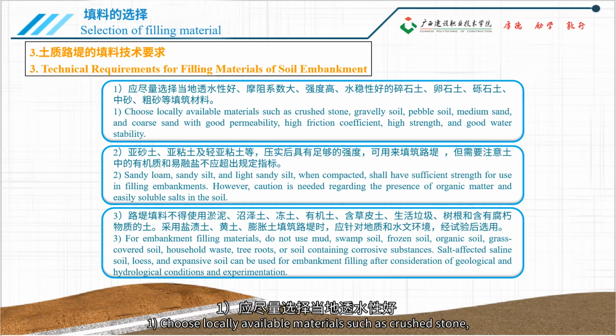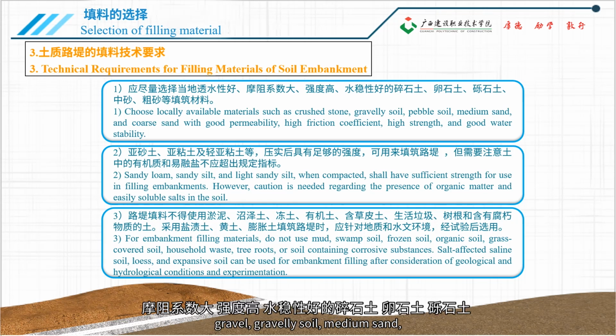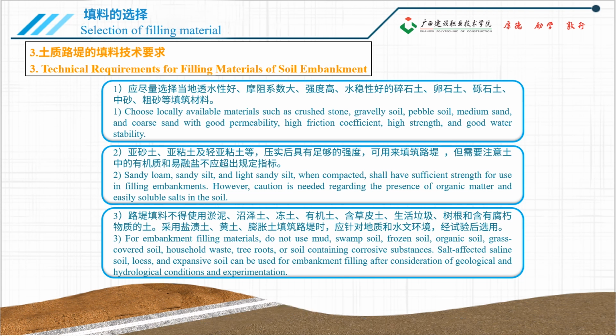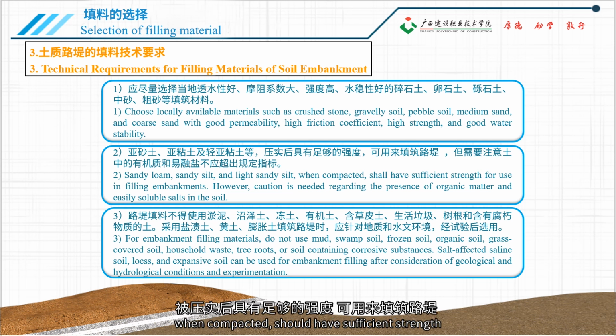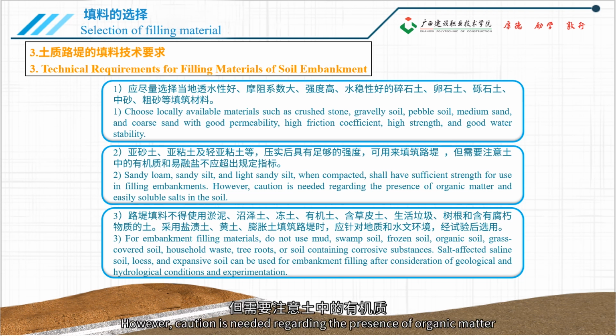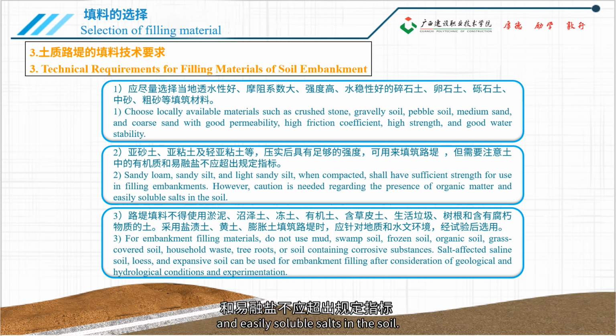1. Choose locally available materials such as crushed stone, gravel, gravelly soil, medium sand, and coarse sand with good permeability, high friction coefficient, high strength, and good water stability. 2. Subsoil, subclay, and light subclay, when compacted, should have sufficient strength for use in filling embankments. However, caution is needed regarding the presence of organic matter and easily soluble salts in the soil.